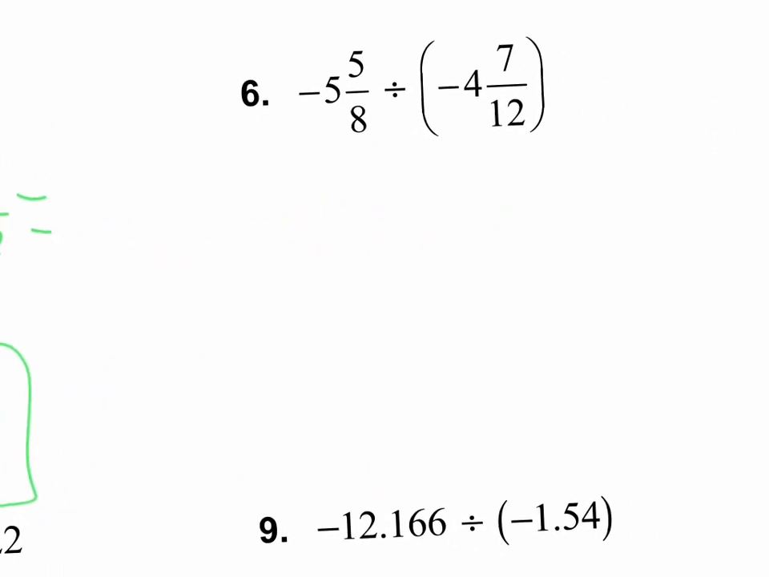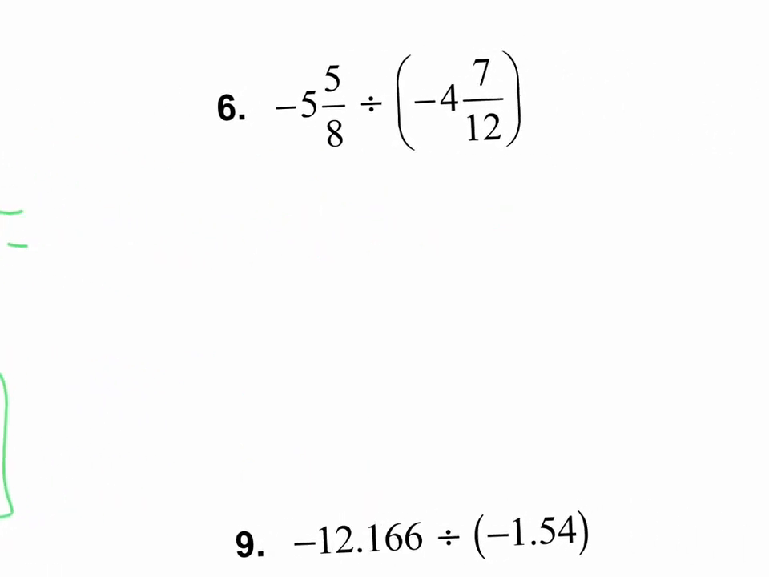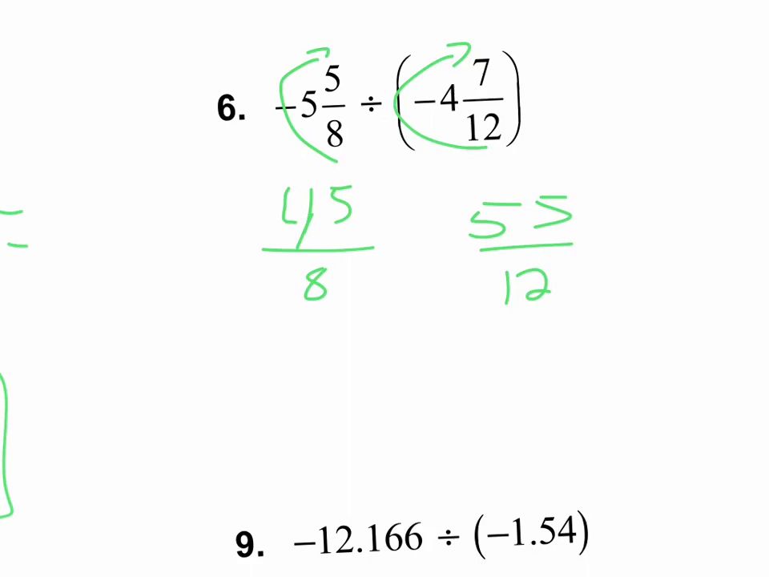Okay, moving on. All right, so they're proper, so I need to make them improper when we're dividing. So 8 times 5 is 40, plus 5 is 45 over 8. And then 12 times 4 is 48. 48 plus 7 is 55 over 12. And remember, we flip it. So if I flip this, this becomes 12 over 55, and we multiply it.